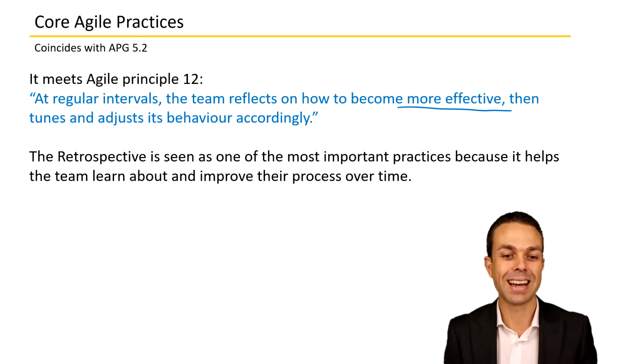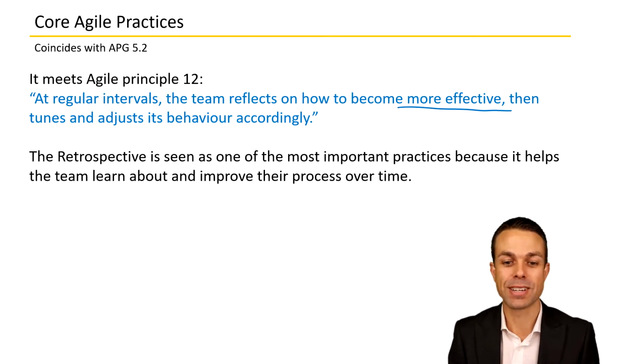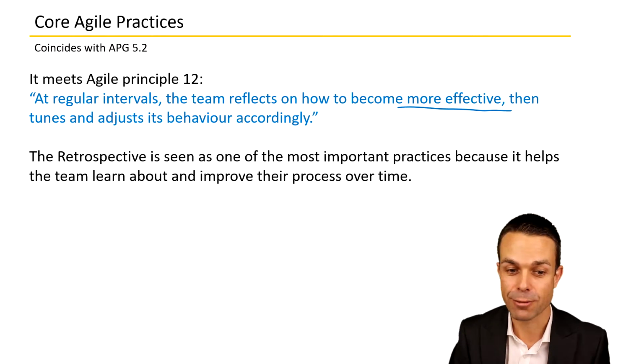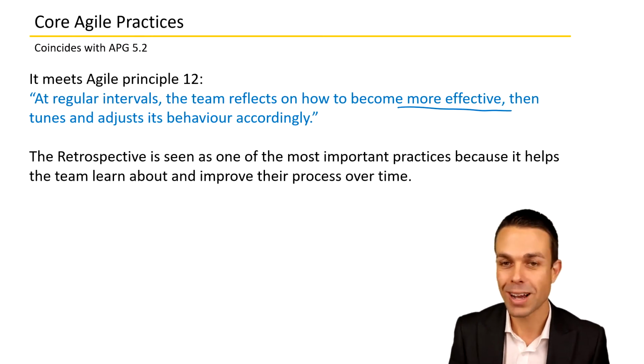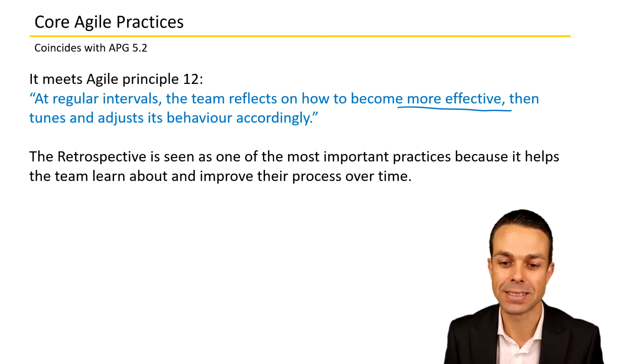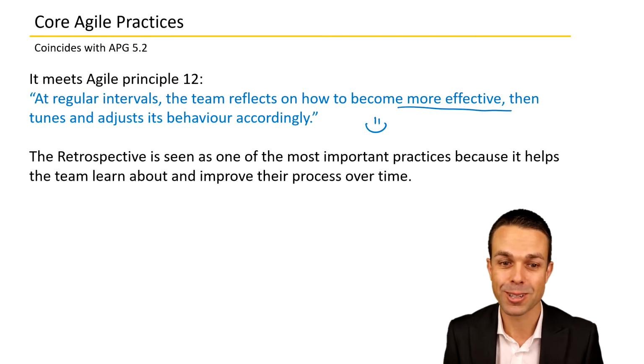It also meets Agile Principle number 12 directly, which is: at regular intervals, the team reflects on how to become more effective and then tunes and adjusts its behavior accordingly. So we're actually checking in on a regular basis to make sure that we're on the right track. And if we're not, we can tune and adjust.